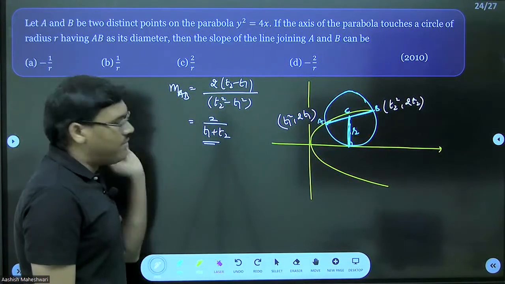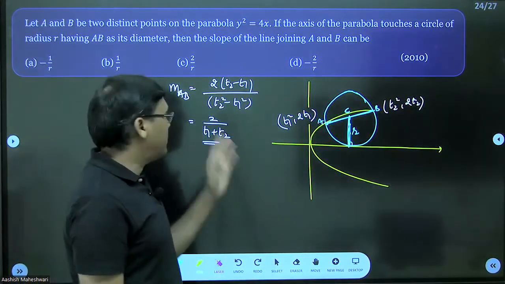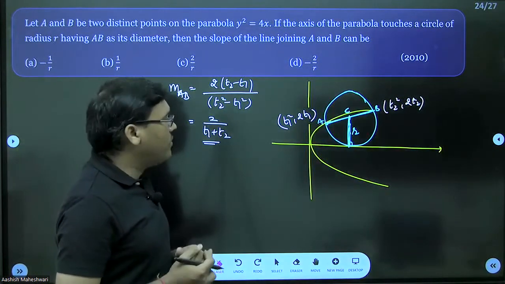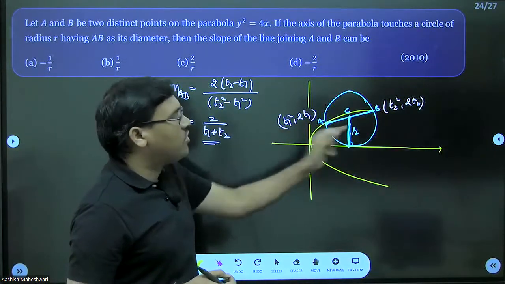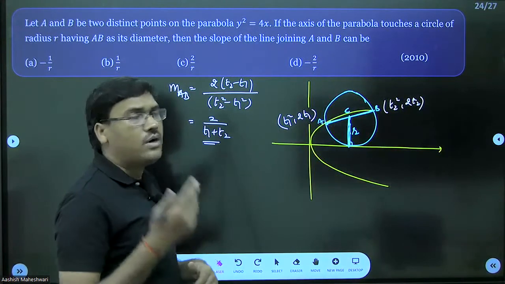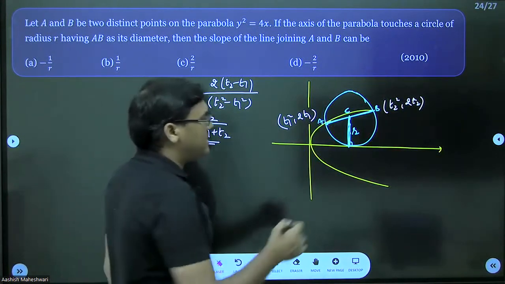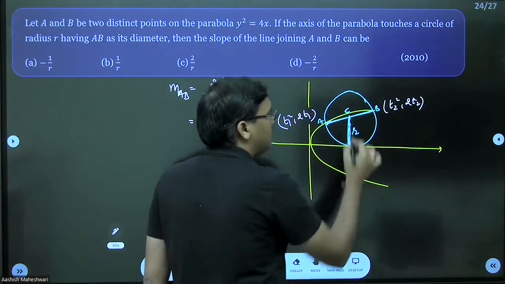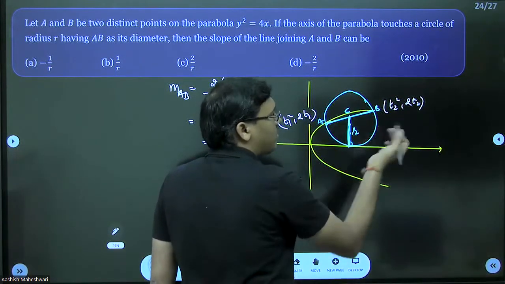If you can find t1 plus t2, that means you can solve this question, because you can then find the slope of this line. How will you get this? You can see हमने इस r को अभी तक use नहीं किया है. So how can you use this r? You can say this circle is touching the x-axis, this is r. What is the coordinate of this point C?